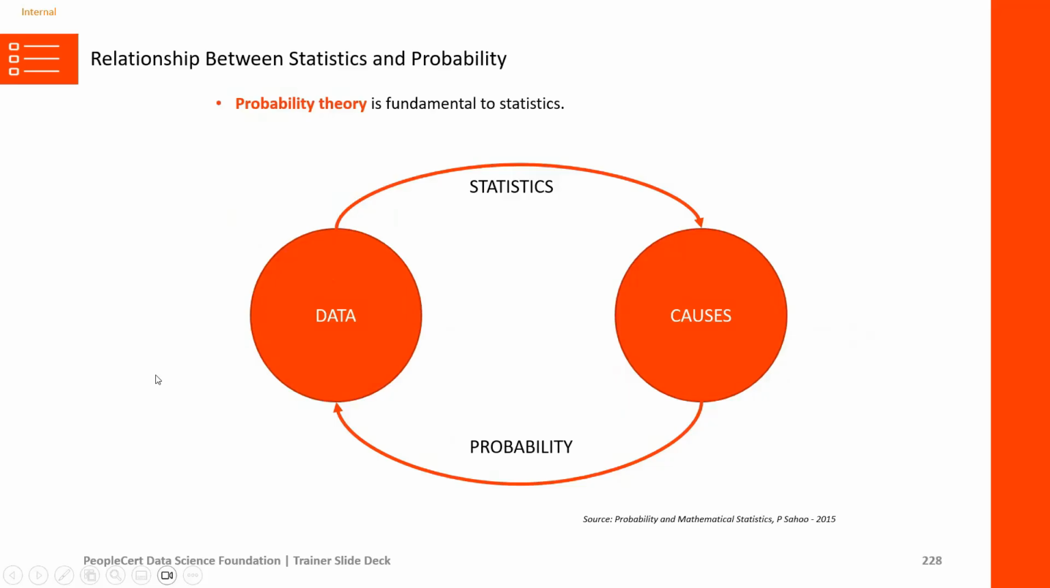Now the relationship between statistics and probability. Let's look at these important aspects. Probability theory is fundamental to statistics. Statistics helps you to understand the data and the respective causes for it. Probability theory is one of the subsets of statistics. So statistics helps you to understand the causes for the data, and then probability basically helps you to derive the data based on the kind of causes. So that's how the relationship between statistics and probability is quite intertwined.